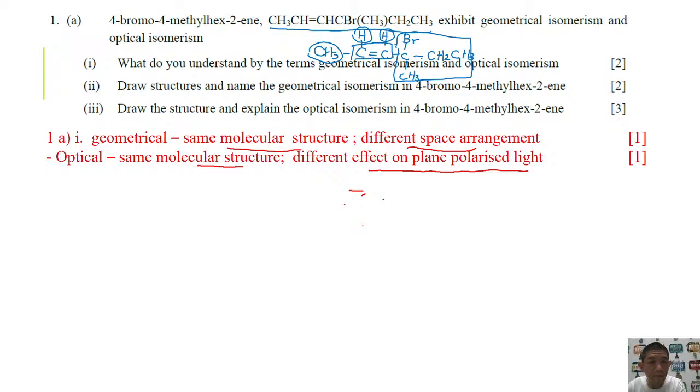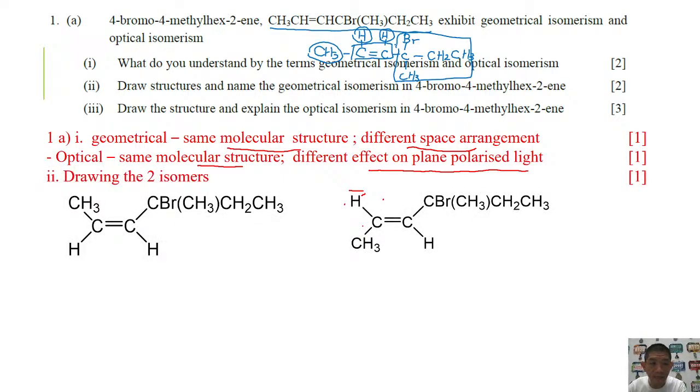knowing how to identify geometrical isomerism. Okay, so for that you draw the cis and trans molecules for 4-bromo-4-methylhex-2-ene, as in like this. So you draw CH3, this one. Now make sure that the bond must be connected to the carbons inside here. You must show clearly the connections between the carbon-carbon bond.